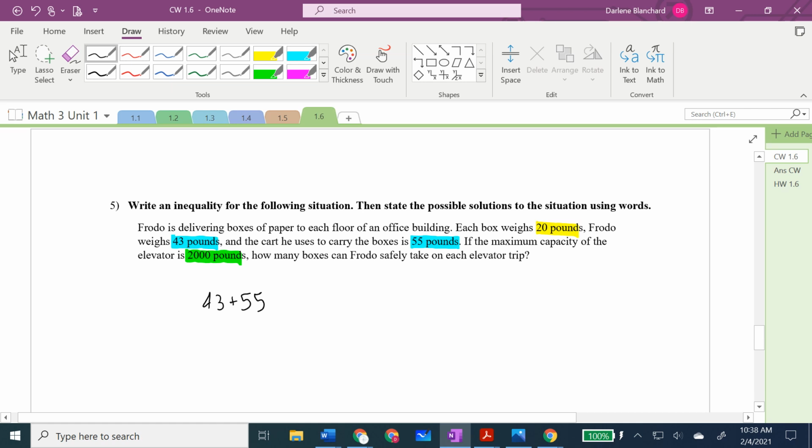These two measurements are the absolute beginning number, but won't change. No matter how many boxes Frodo takes up that elevator, the weight is going to start with that number. The question is how many boxes? So we can let X represent the number of boxes.